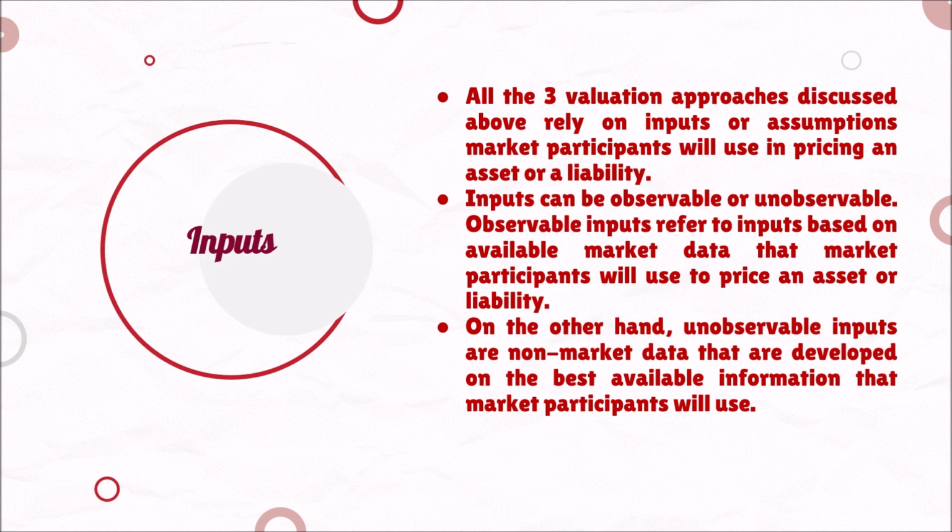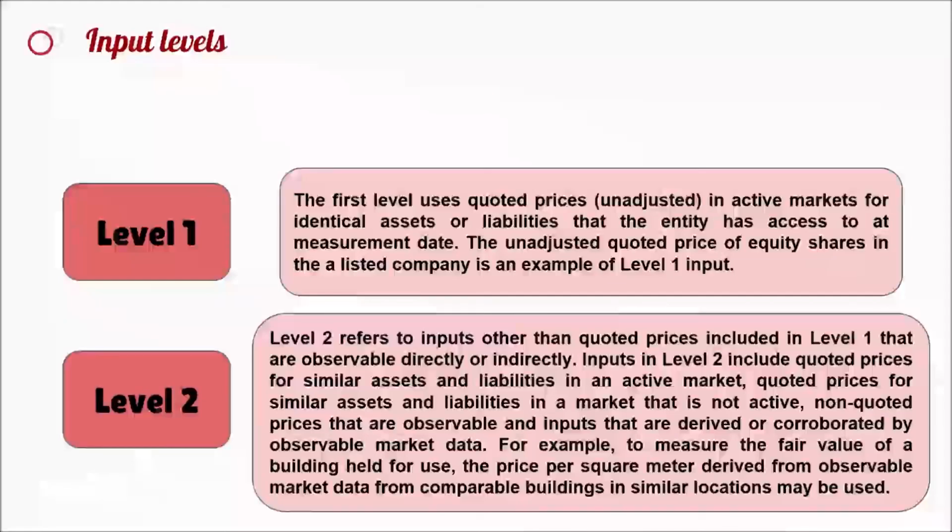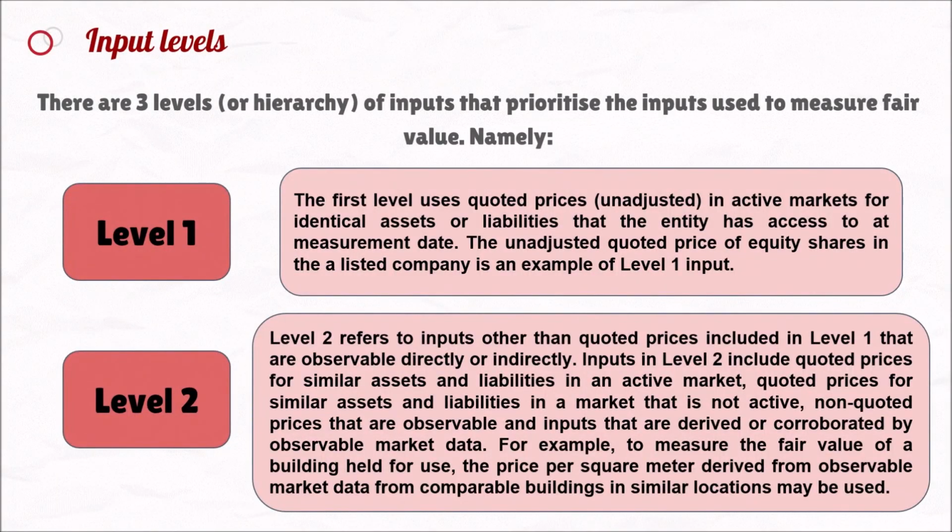Observable inputs refer to inputs based on available market data that market participants would use to price an asset or liability. On the other hand, unobservable inputs are non-market data that are developed on the best available information that market participants will use. Basically, there are three levels or hierarchy of inputs that prioritize the inputs used to measure the fair value, namely level 1, level 2, and level 3. So, start with level 1.